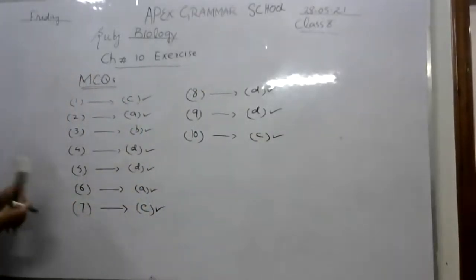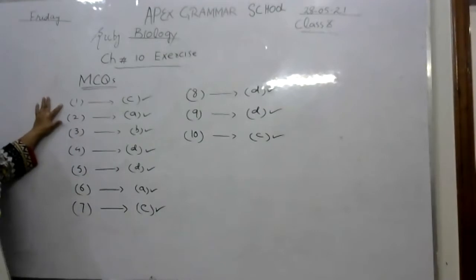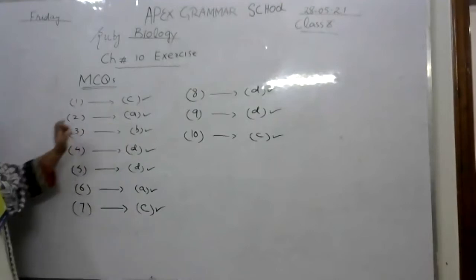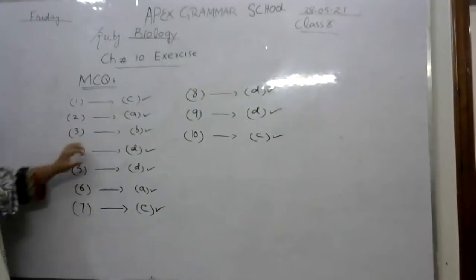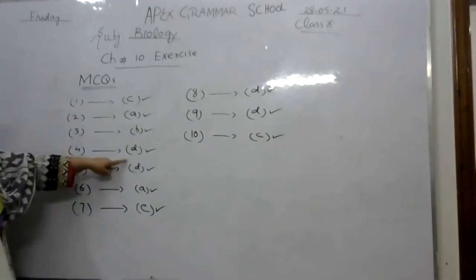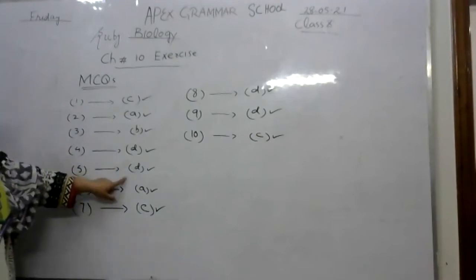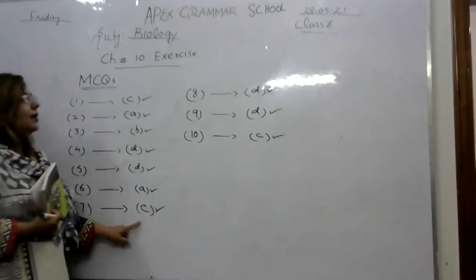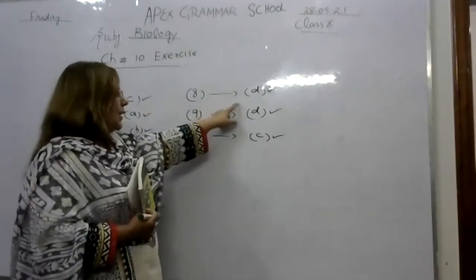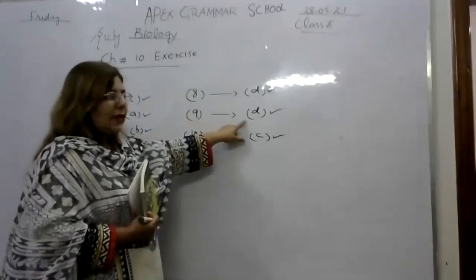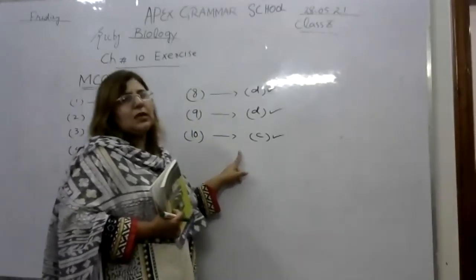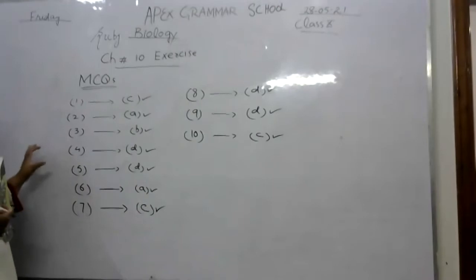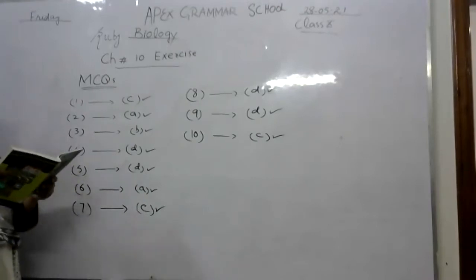So I am repeating your answers again. Question number 1, option C is the right answer. Question number 2, option A. Question number 3, option B. Question number 4, option B. Question number 5, option B. 6, option A. 7, option C. 8, option D. 9, option D. 10, again option C is the right answer. So I hope you understand all the MCQs with logic and reasoning. Now we will do the next question.